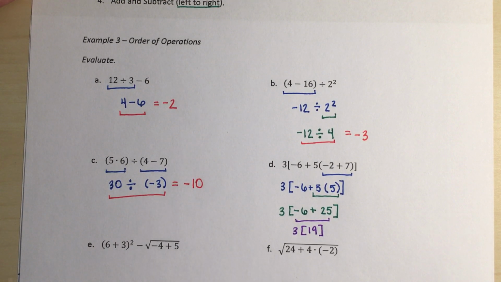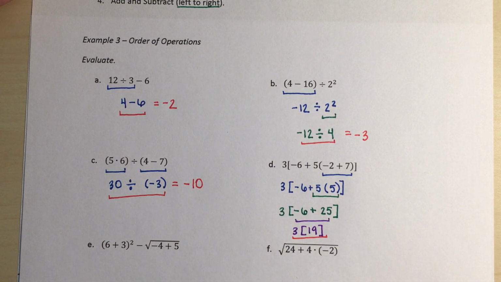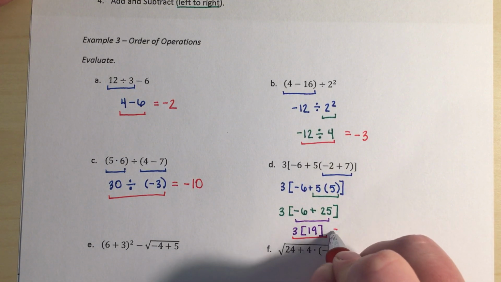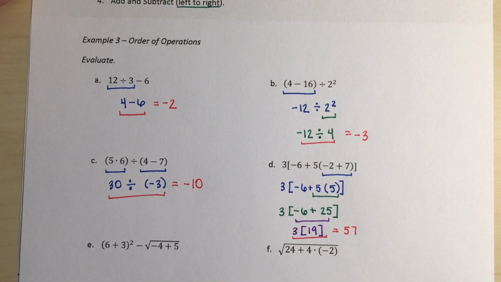Okay. Then we're going to finish this off by doing multiplication. Right. It looks a little bit different because we have multiplication going towards a square bracket. It's just like multiplying with a parentheses. 3 times 19 is going to give us a +57 for a final result to this problem.